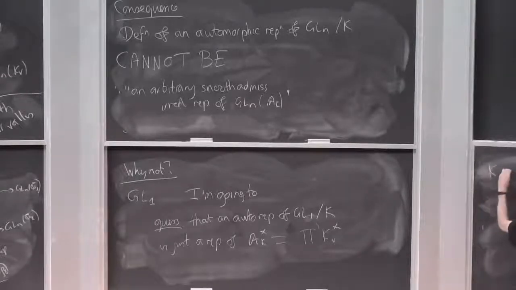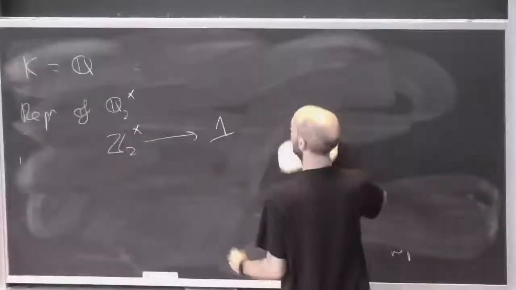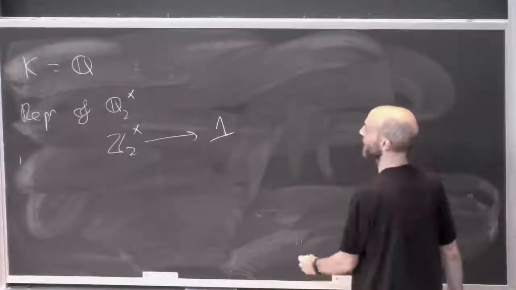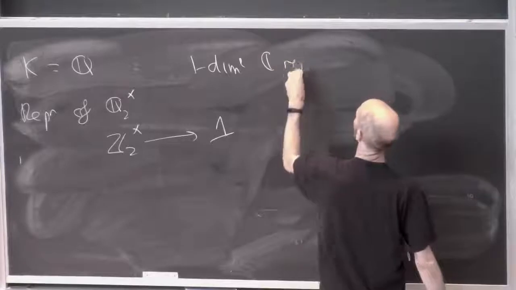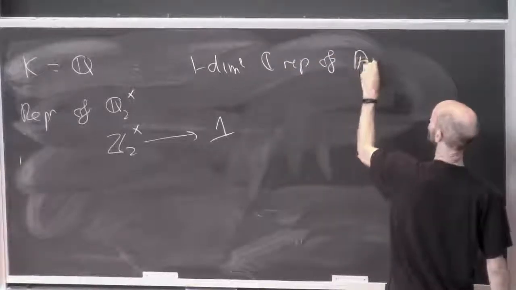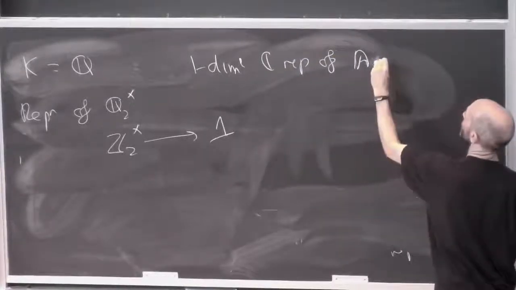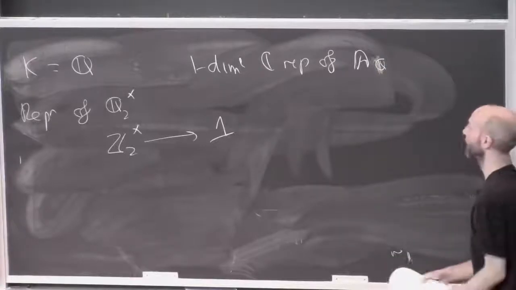Let's do K as Q, right? I need a representation of Q_2 star. Okay, well that shouldn't be too difficult. I'll just send Z_2 star to the identity. Right, I'm going to write down a one-dimensional complex representation of the adeles of K, right? Right now, I'm going to write down a one-dimensional representation of the adeles of K.